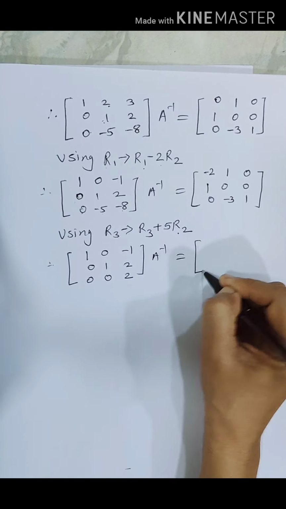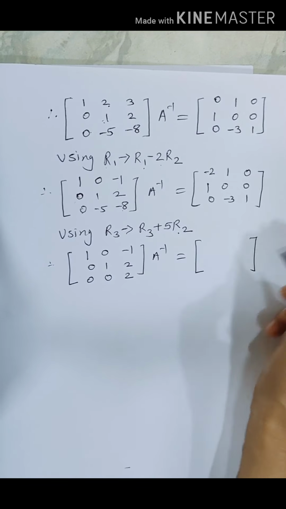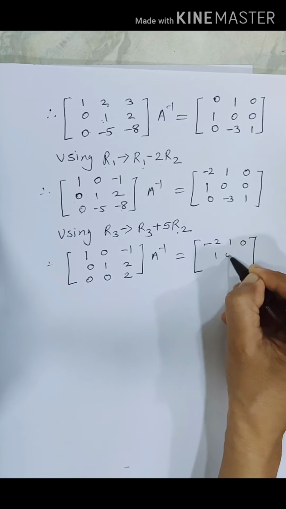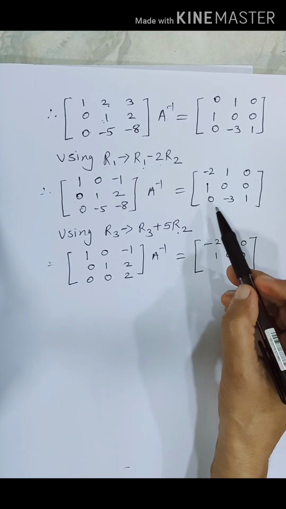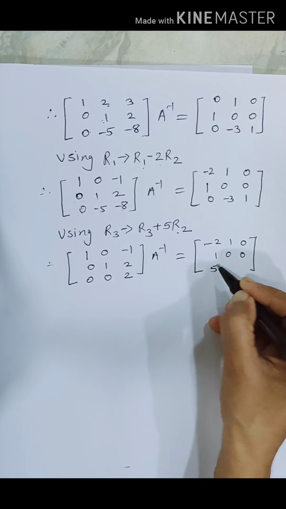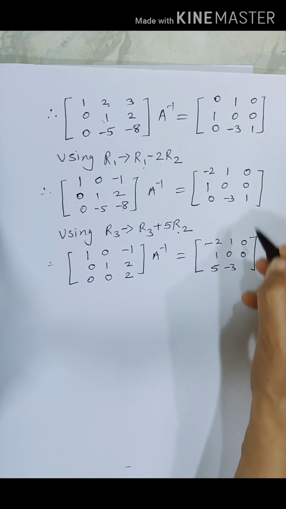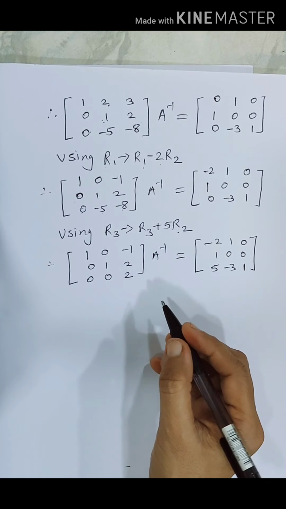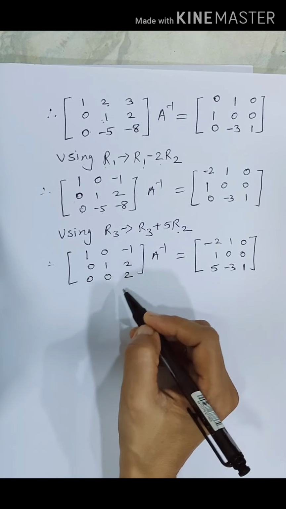Equal to the right hand side. Again, keep first two rows as it is. Third row will change. R3 plus 5 times R2. So 0 plus 5, that means 5 here, minus 3 here, and 1 here. Okay, so this is done.